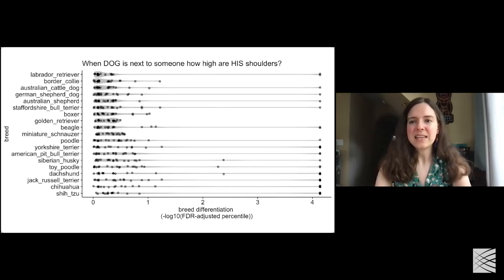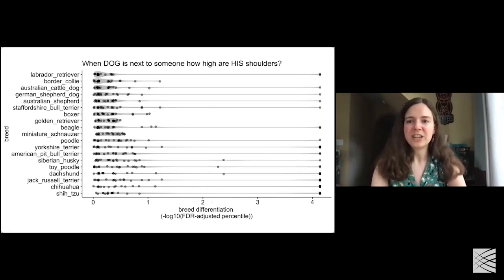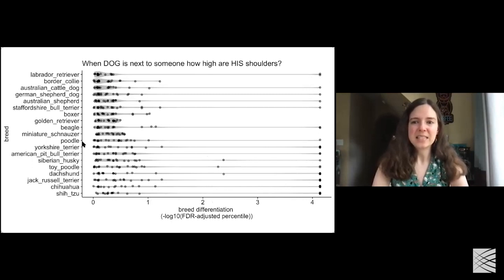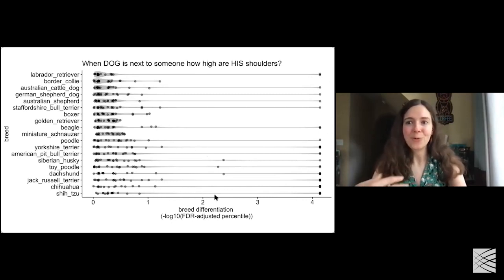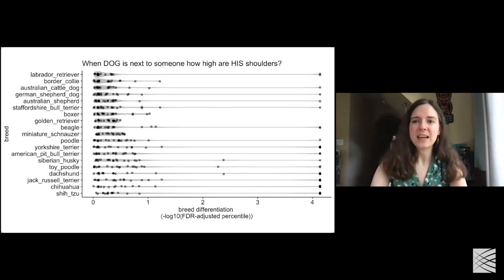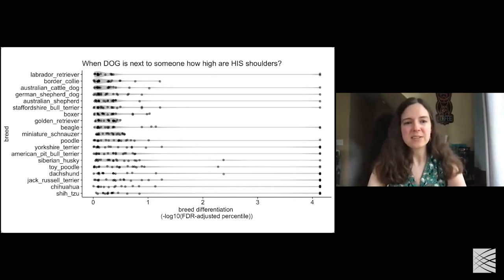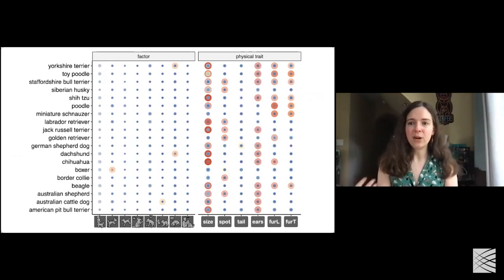And now if we take an overview of breed differentiation at all the height-associated loci, we see that the smaller sized breeds, like toy poodles, dachshunds, chihuahuas, all have more differentiation at more size genes. And nearly all breeds are also super differentiated at least a few size loci as well. So there seems like there's some sort of physical trait selection going on here. And indeed, in a very broad overview, we see a pattern that suggests breeds are under primarily aesthetic selection.